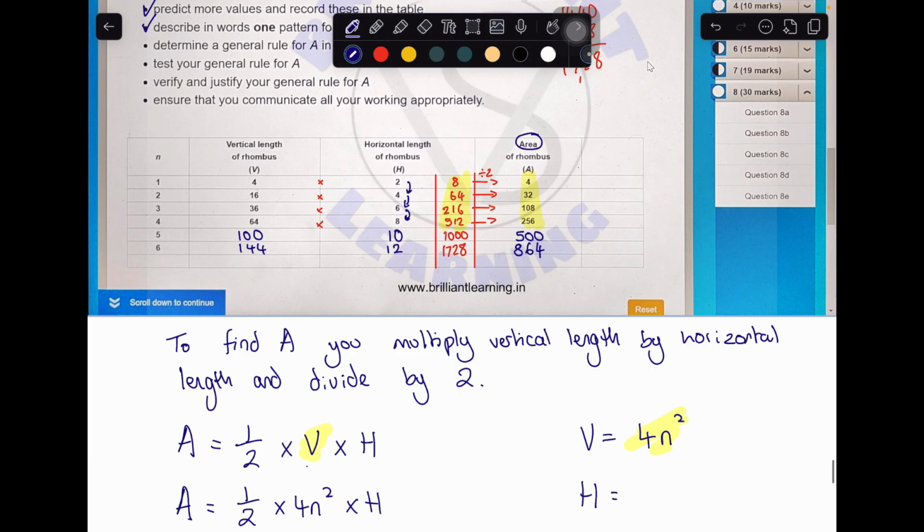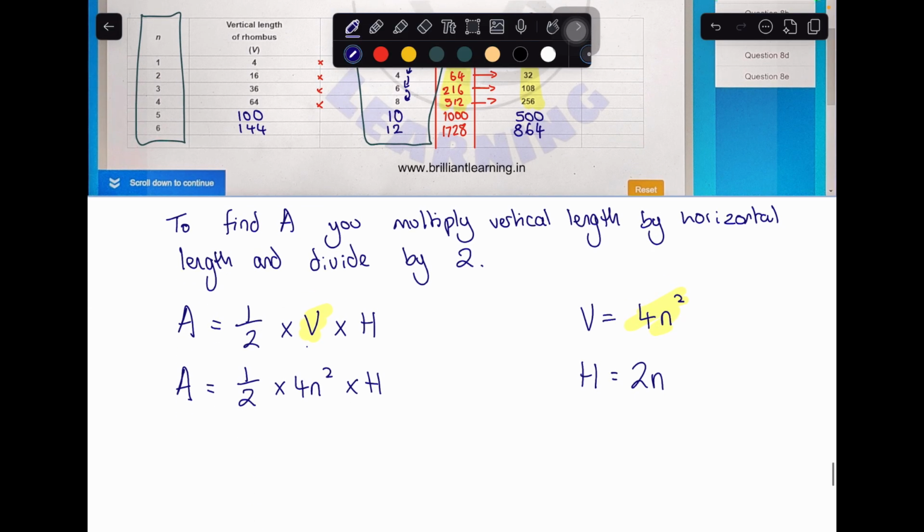So going back to my table, let me use a different color. I am comparing these values here to my N values. So hopefully you would quickly notice that H is simply 2N. So for N is 1, H is 2. For N is 2, H is 4, and so on. So H can be notated as 2N. Again, like I just did, I'm going to substitute that in for H. So we have A is equal to a half times 4N squared times 2N.